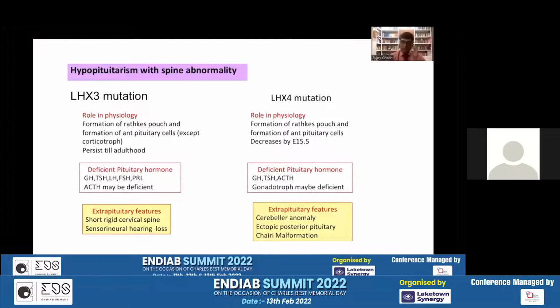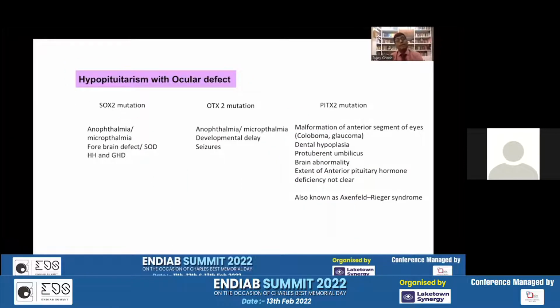If you're looking at someone with hypopituitarism with spine abnormalities, you can think of the LHX3 and LHX4 mutations on either side. Look at the extrapituitary features, which might help you identify which of these subtypes of mutations you are dealing with. The deficiencies can be variable, ranging from growth hormone, TSH, ACTH deficiencies, plus or minus gonadotroph abnormalities. Next, if you're looking at hypopituitarism with ocular defects, you can think of SOX2, OTX2, or PITX2 mutations.